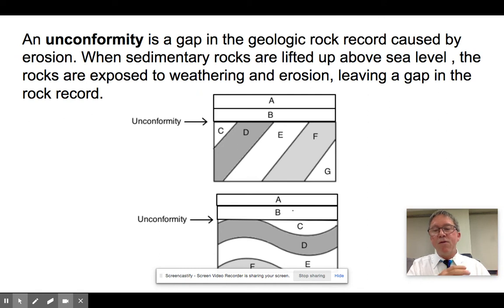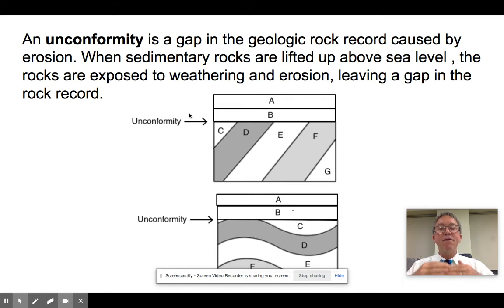You weather it and erode it and carry it away. And then sea level came up or the land sank, either one. And then I got more sediments put on top of it. So what happened here was first there was G, then there was F, then there was E, then there was D, then there was C. Then there was a tipping event that tipped them all up out of their original horizontality. Then the whole thing got eroded down to here, forming what we call an unconformity.